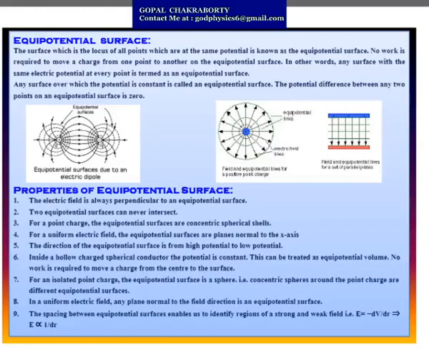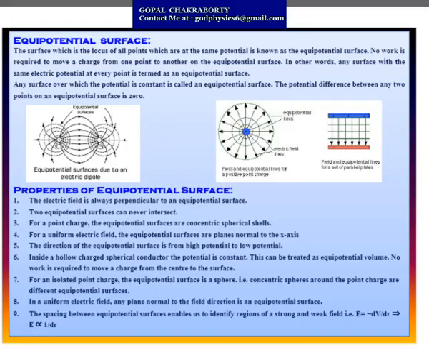Now, the next point, equipotential surface. This is also very important to understand the physical significance, or the actual physics behind this equipotential surface. By the name you can say that the potential will be constant throughout the surface. The surface which is the locus of all points which are at the same potential is known as an equipotential surface.